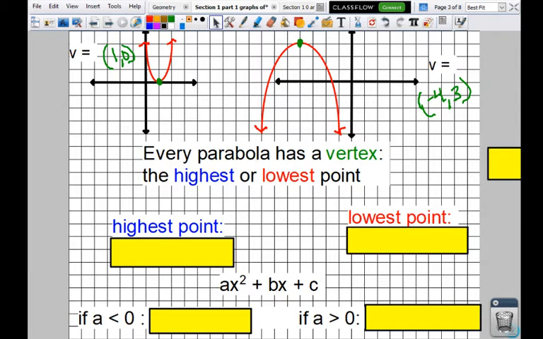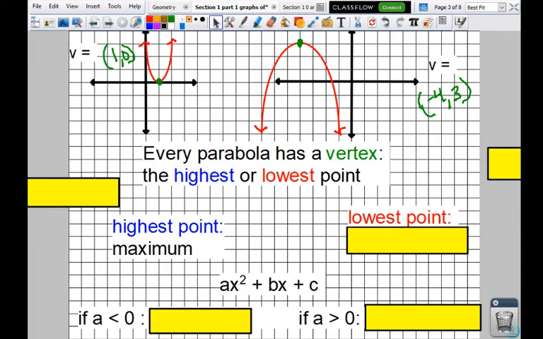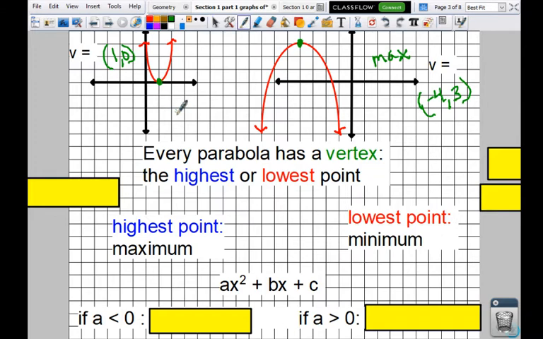So when we have a very highest or very lowest point, when it's the highest, we say that is a maximum. On this parabola over here, this is my very highest point, so this is a max. And on the other hand, if I have a very lowest point, like on my parabola on the left, that is a minimum. Very lowest, we just call it a min. They mean the same thing, we're just learning the mathematical terms for it.